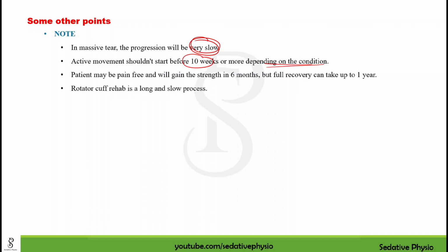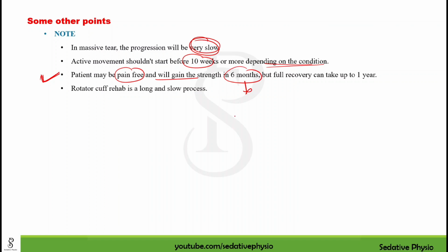Till 8 to 10 weeks, we will have to work on passive movements only. We are talking about the massive tear. In the massive tear, active movement shouldn't start before 10 weeks. Till 10 weeks, we will only work with the passive range of motion. Patient may be pain free. It is a very important point to think that the patient may be pain free and will gain the strength in 6 months.